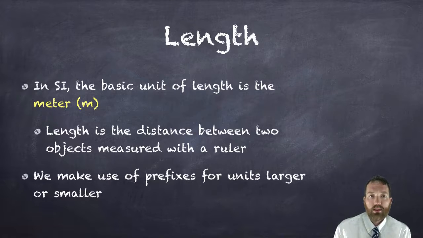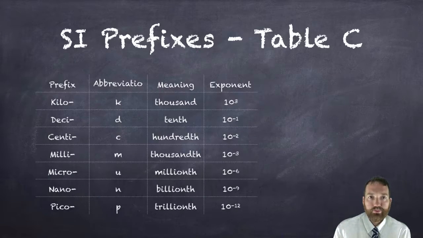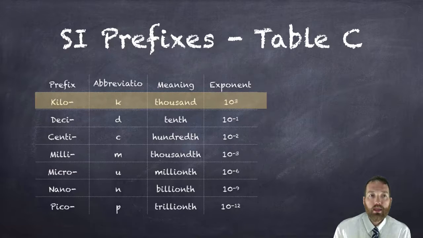But if we were trying to measure the distance of an atom with a meter stick, that'd be a little silly. So we need to alter the unit by changing the prefix. So you have a list of these prefixes on table C, and these are all the ones that we use in chemistry. So the first one is kilo.